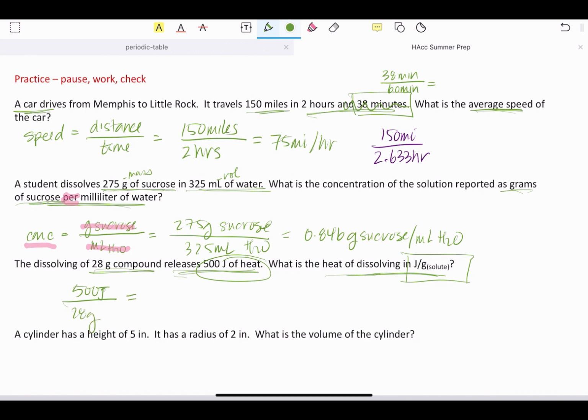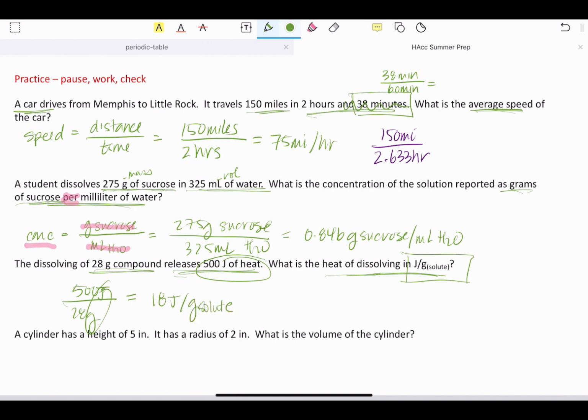And again, we just need to do the math, right? So we'll divide the numbers. And that's going to give us 17.9. Actually, we're going to round that to 18. 18. And then this unit stays, right? Joules per gram of solute.